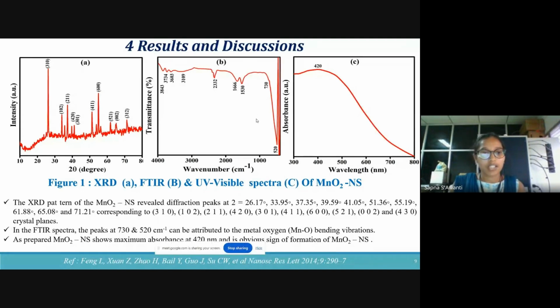In figure 1, B shows the FTIR spectra. The major peaks at 520 and 730 centimeter inverse are attributed to the metal-oxygen bending vibration and confirm the MnO2 nanostructure. And here is the UV-visible spectra. The maximum absorption peak at 420 nanometer is an obvious sign of the formation of the MnO2 nanostructure.